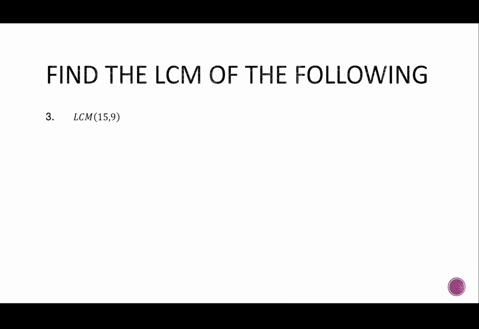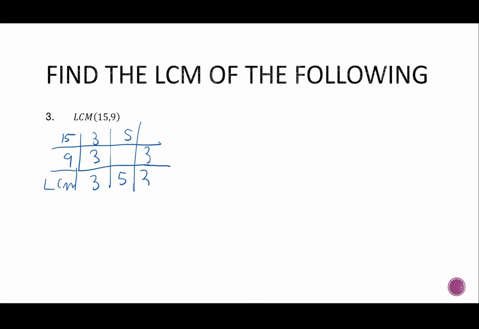Our final example is let's find the least common multiple of 15 and 9. So 15 factors into 3 times 5. 9 factors into 3 times 3. So my least common multiple is going to be 3 times 5 times 3. 3 times 5 is 15, times 3 is 45, which would be our least common multiple of 15 and 9.